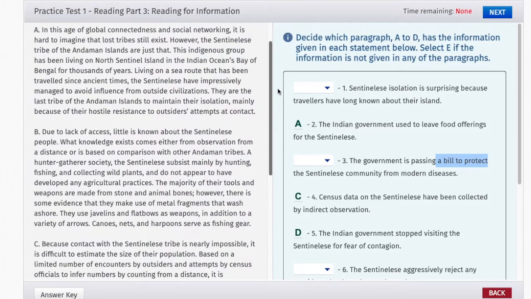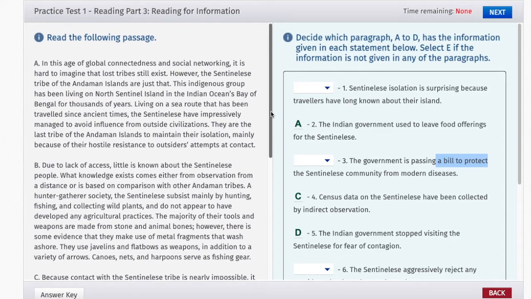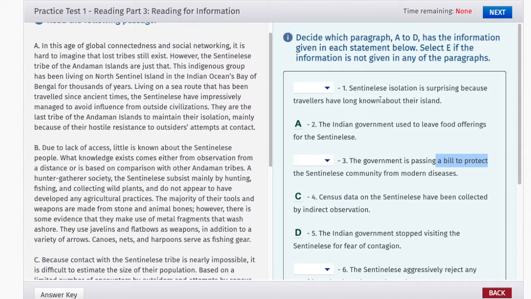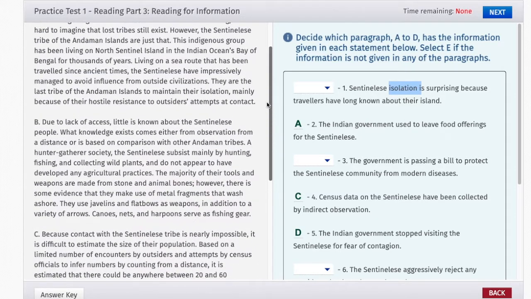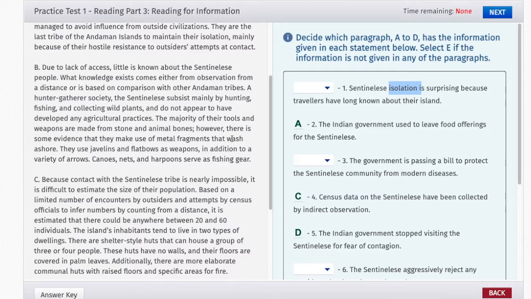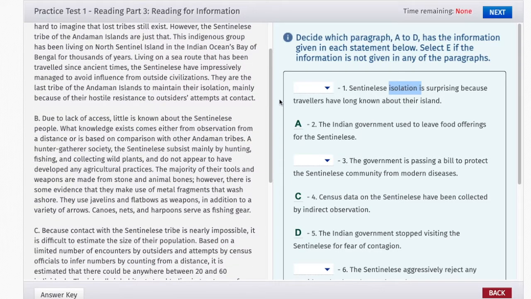Also, it mentions synonyms. Yes, synonyms are very important. Sometimes it might not say the word directly. For example, isolation. It may not be said in here, isolation exactly, but we can think of similar words: closed off, enclosed, kept away, or a similar idea. Okay, food offerings, gifts, presents.